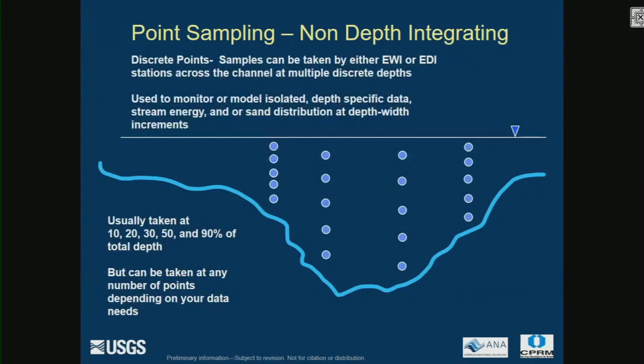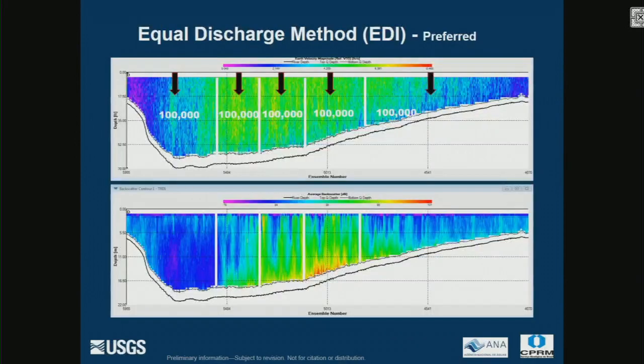And as Molly said earlier, this sampler is used to monitor or isolate depth-specific sediment needs, the stream energy, the distribution of the sand, the depth, and so forth. Then we have the equal discharge method. Usually in large river systems, if we're out doing that type of work, we have an ADCP with us because we're going to need to know the flow.